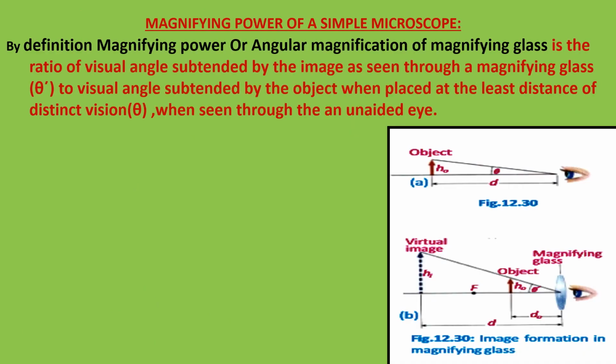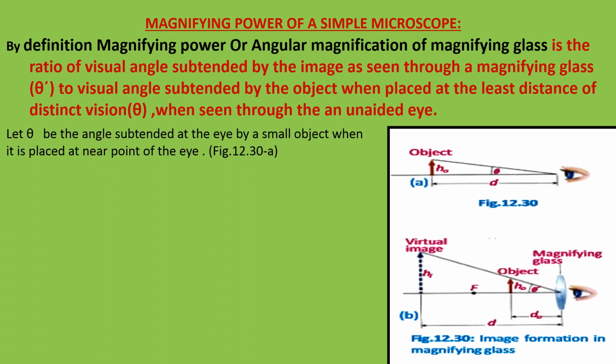Magnifying power of a simple microscope. By definition, magnifying power or angular magnification of a simple microscope is the ratio of the visual angle subtended by the image as seen through a magnifying glass to the visual angle subtended by the object when placed at the least distance of distinct vision, when seen through the unaided eye.